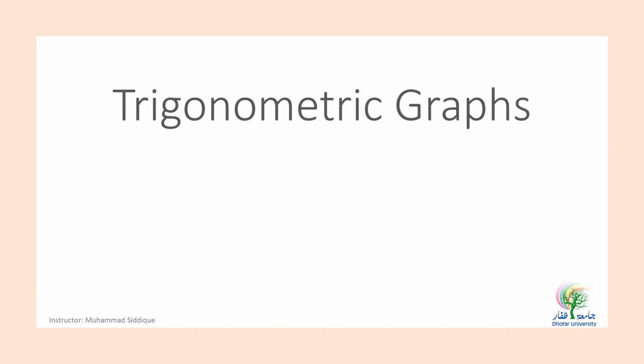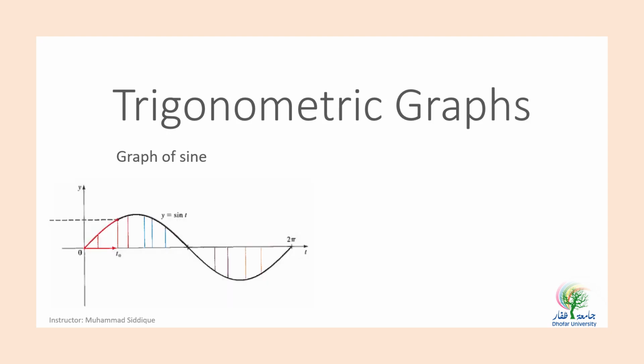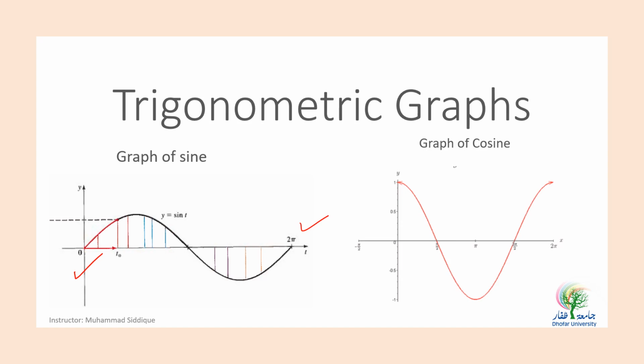Now we have to start trigonometric graphs. The graph of sine, you should remember, starts from 0, and the period is 2 pi, from 0 till 2 pi. And the graph of cosine starts from 1, and is from 0 to 2 pi. So remember this shape. Remember these graphs.